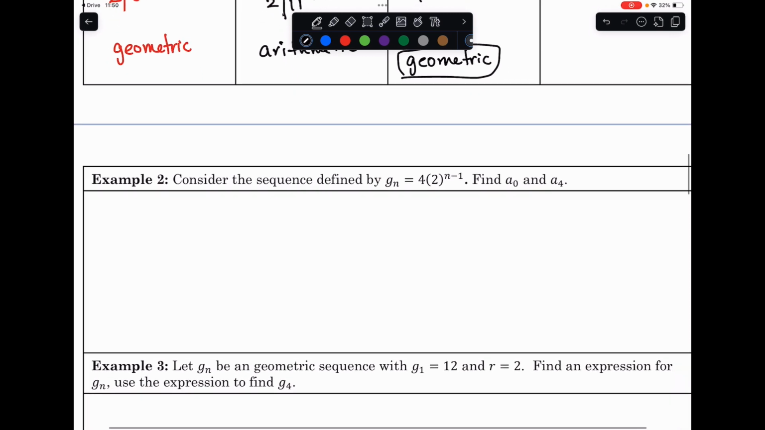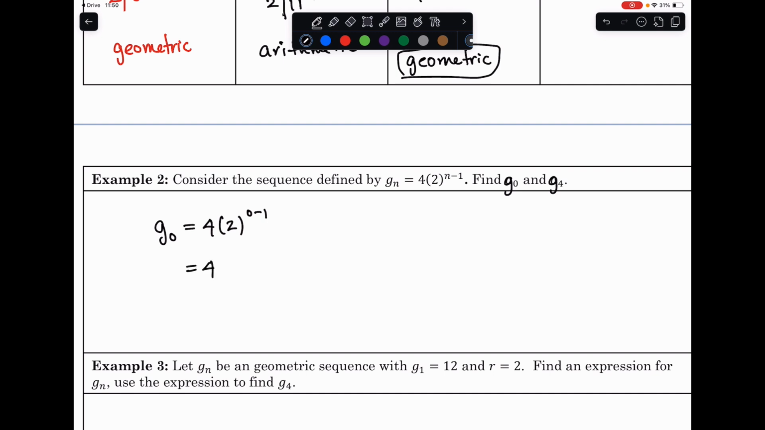To evaluate a geometric sequence, let's fix my error here. There should be g of 0 and g of 4. We simply need to plug in, just like any sequence, the corresponding subscript. So since g of n is equal to 4 times 2 to the n minus 1 power, for g of 0 we will simply replace the value of n with 0.